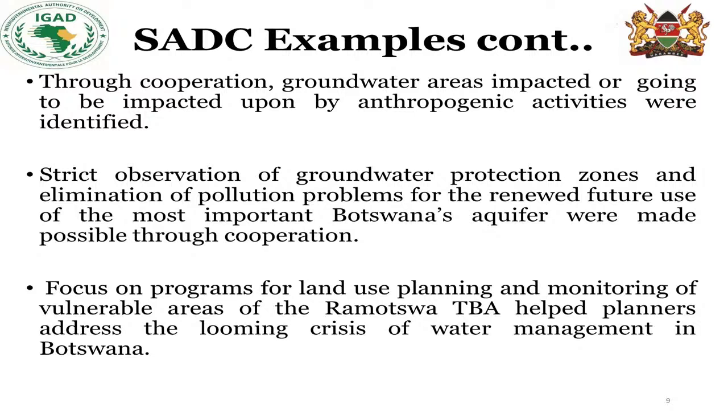We see that groundwater areas impacted or going to be impacted upon by anthropogenic activities were identified, and strict observation of groundwater protection zones and elimination of pollution problems for the renewed future use of the most important Botswana's aquifer were made possible through cooperation. Focus on programs for land use planning and monitoring of vulnerable areas of the Ramotswa aquifer helped planners address the looming crisis of water management in Botswana.